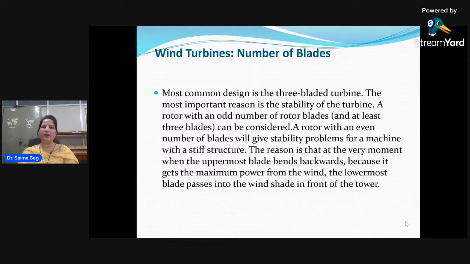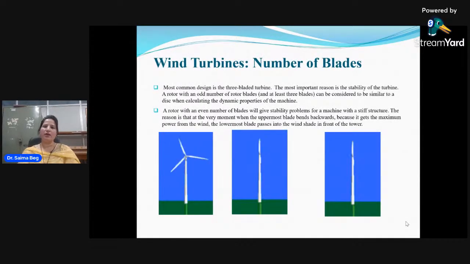A rotor with an even number of blades will give stability problems for a machine with a stiff structure. The reason is that at the very moment when the uppermost blade bends backward, because it gets the maximum power from the wind, the lowermost blade passes into the wind shade in front of the tower. That's why we use an odd number of blades in our wind turbines.